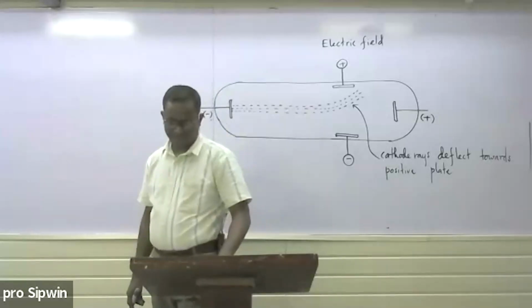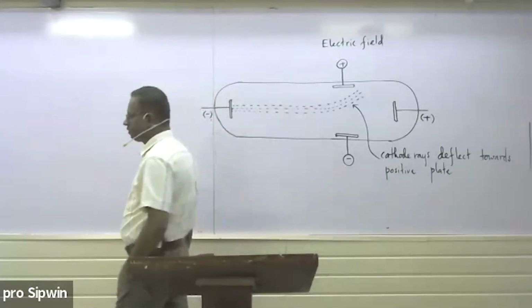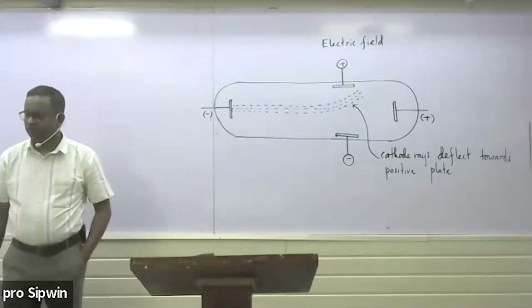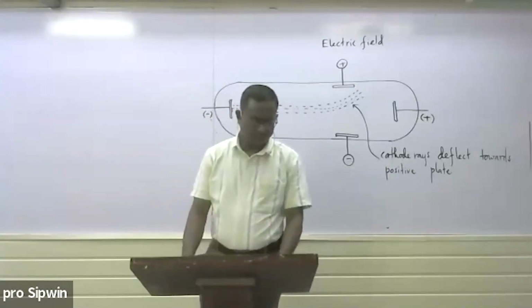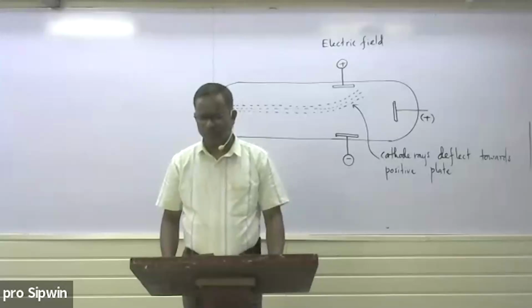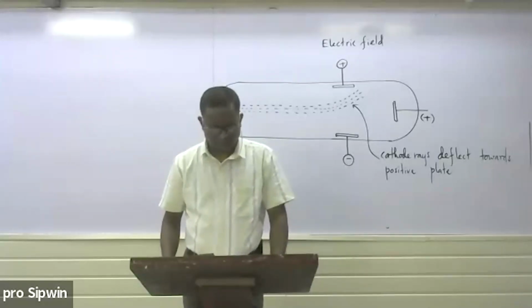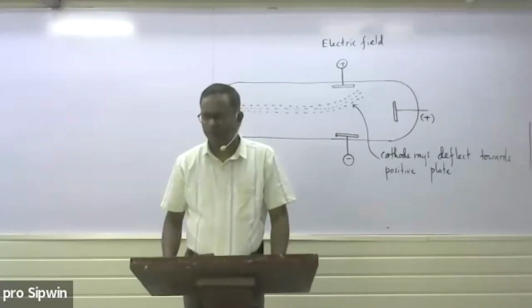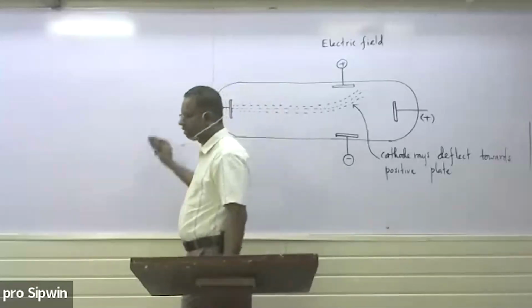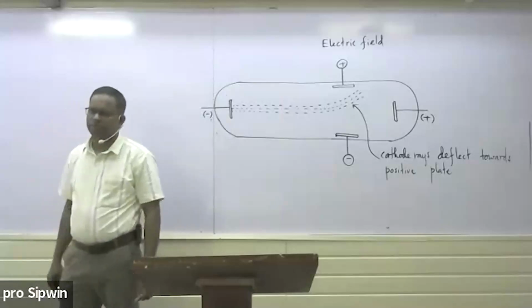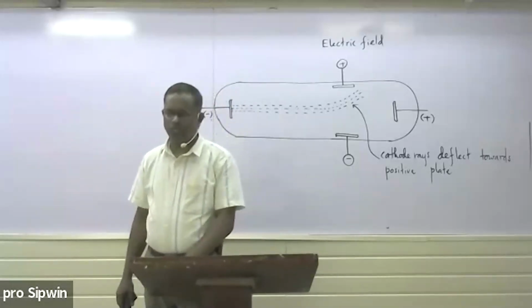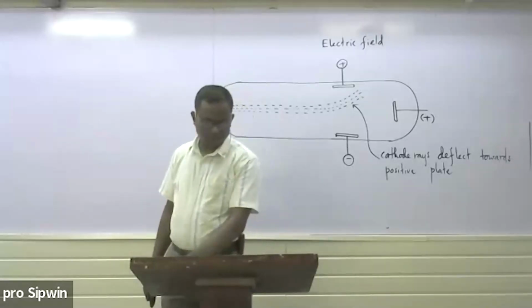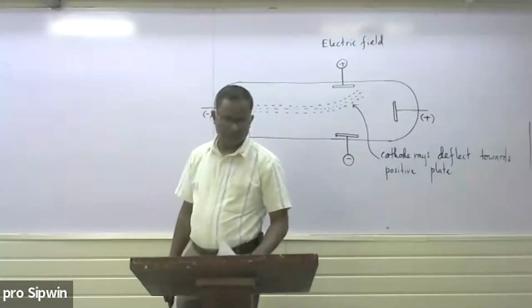Below this, write: because the cathode ray is deflected towards the positively charged plate, cathode ray particles should be negatively charged.